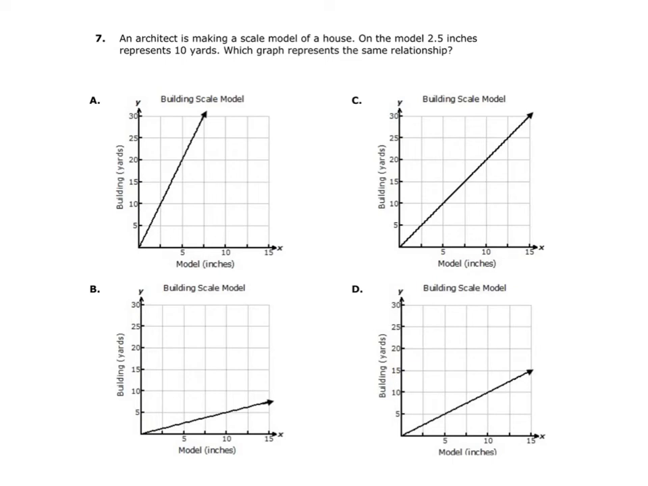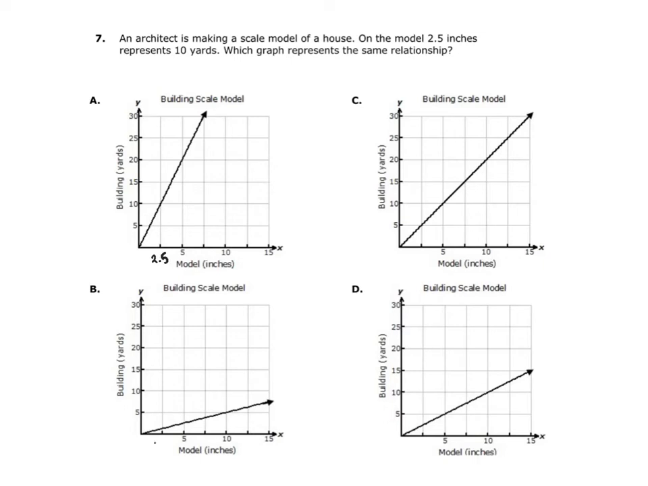Number 7 says an architect is making a scale model of a house. On the model, 2.5 inches represents 10 yards. Which graph represents the same relationship? So we have to notice that on each of these graphs, the inches is down at the bottom. So we know that it says 2.5 inches represents 10 yards. So we have to figure out where 2.5 inches is on that bottom X. So we notice 5 is here and 10 is here, meaning it's going up by 5 every 2. So every 1, it would go up by half of that, which is 2.5. So this right here would be our 2.5.